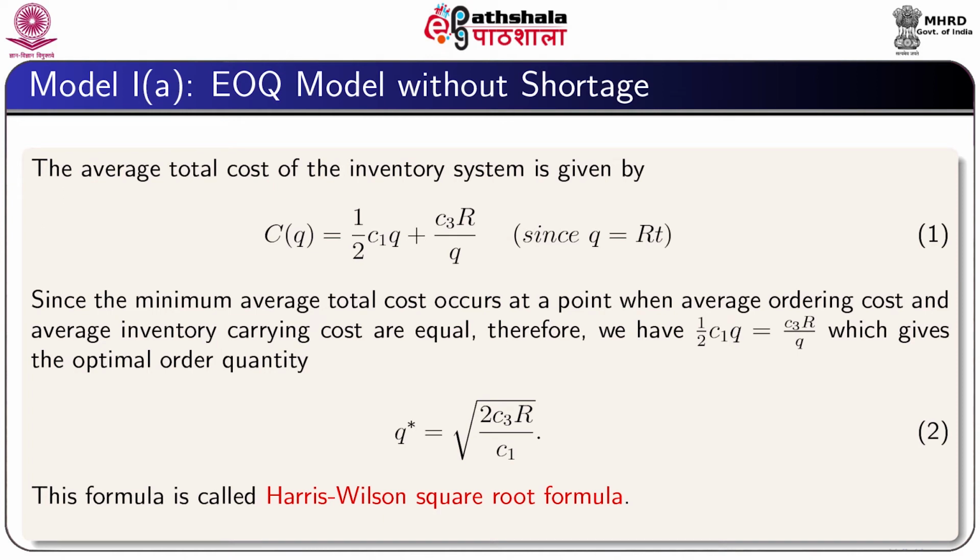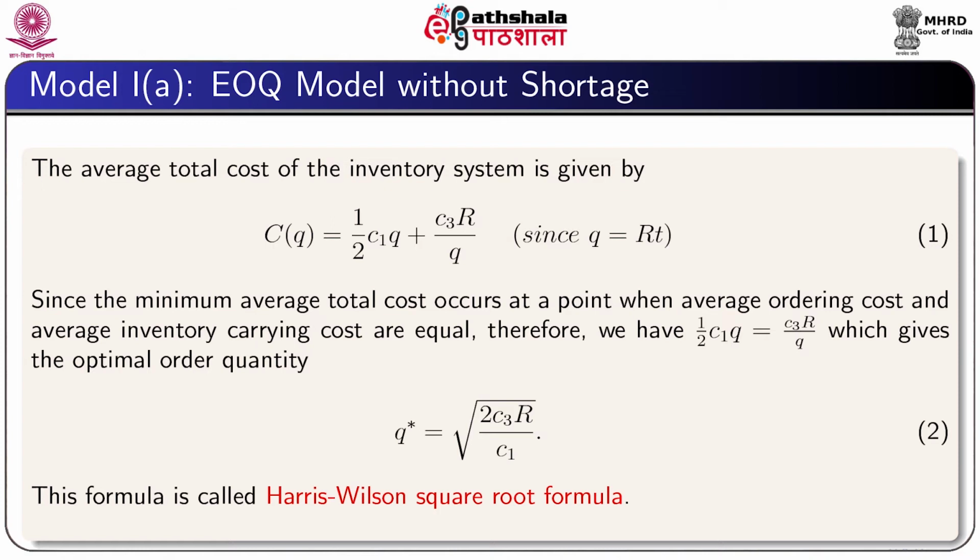The average total cost of the inventory system is given by C(q) equal to half C1 q plus C3 R by q. Since the minimum average total cost occurs at a point where average ordering cost and average inventory carrying cost are equal, we can write half C1 q equal to C3 R by q, which gives the optimal order quantity q star equal to square root of 2 C3 R by C1.